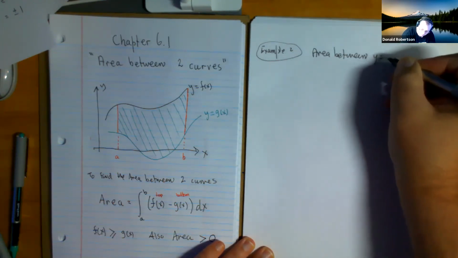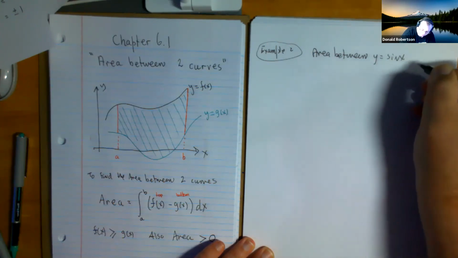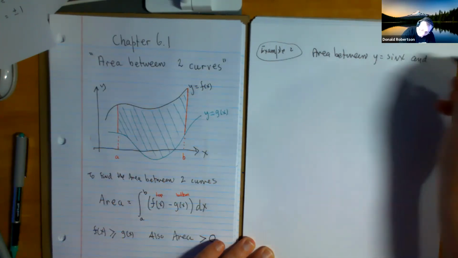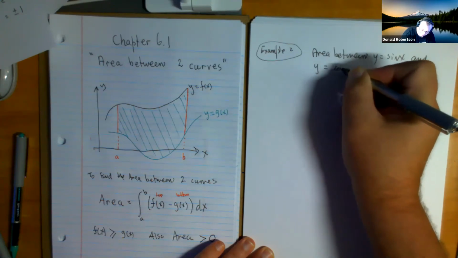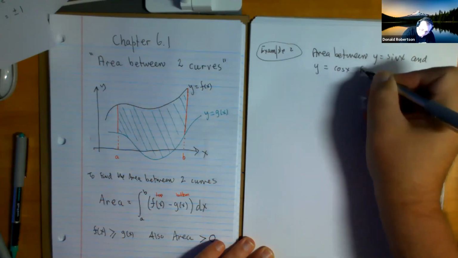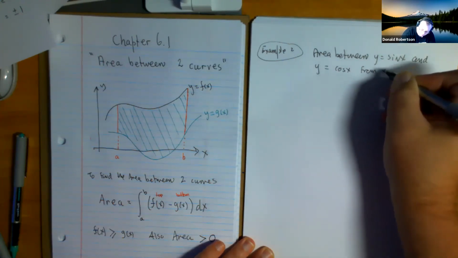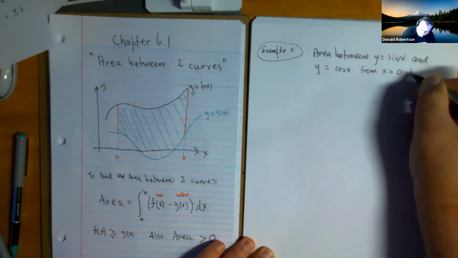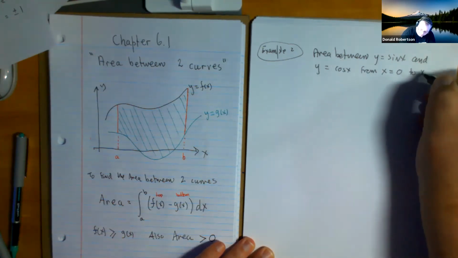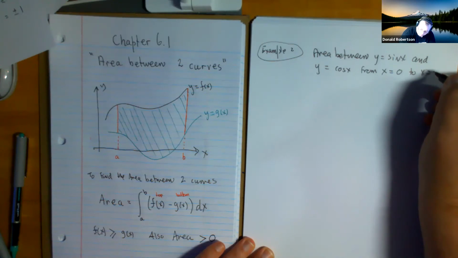The area between y equals sine x and y equals cosine x from x equals 0 to x equals pi upon 2.